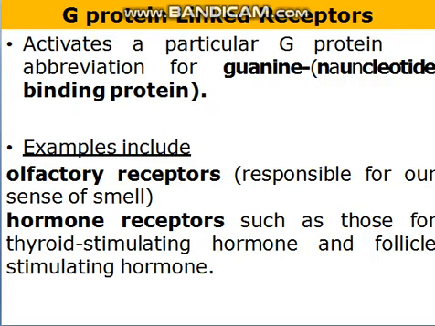Okay, so why are they called G proteins? They have guanine. This is a nucleotide binding protein, and guanine is rich in these proteins. That's why we call them G protein coupled receptors.